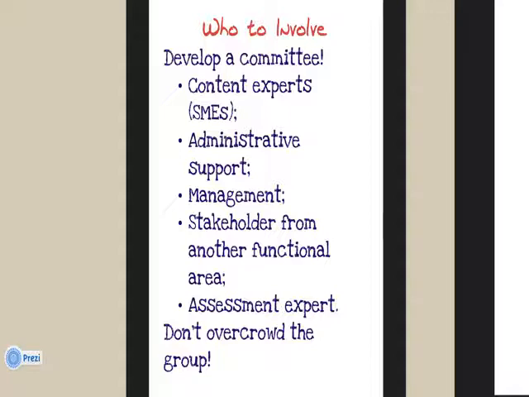Now, that may be you. That's very possible. But more often than not, you're not the subject matter expert. Instructional designers, as a rule, are content experts in the process of instructional design. They may or may not be content experts in the work context in which they're working.